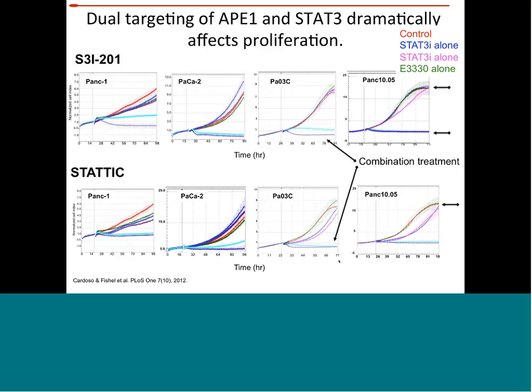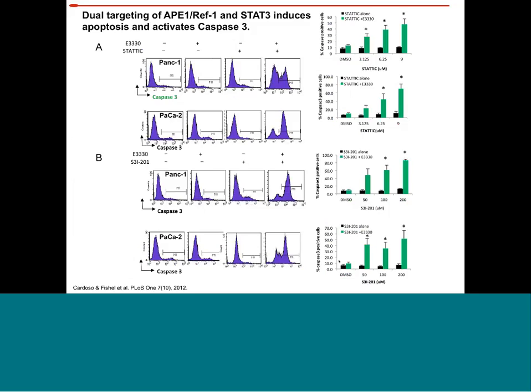We wanted to prove that they were dying via apoptosis. So we did some caspase-3 staining as well as annexin V staining. This slide is just showing the caspase staining. And again, we're using 2 different pancreatic cancer cell lines. Here is the vehicle alone. Here is E3330 alone, and the STAT3 inhibitor alone, and then the combination, and quantitated over here. So you can see dramatic effects, again, on the induction of caspase-3 when you combine the 2 inhibitors together. We saw similar results with the annexin V staining.